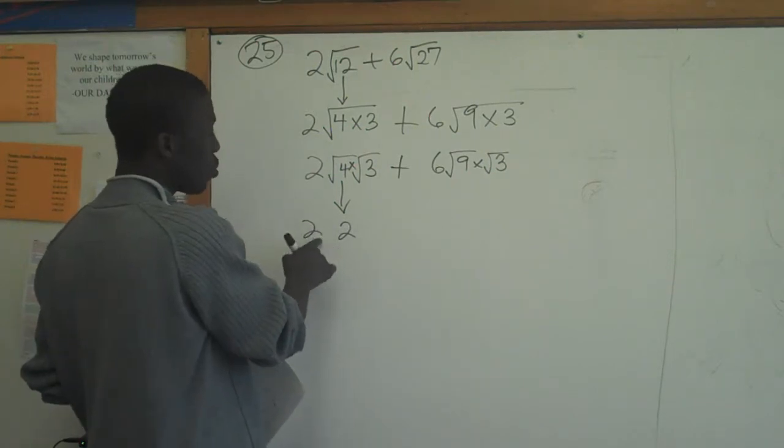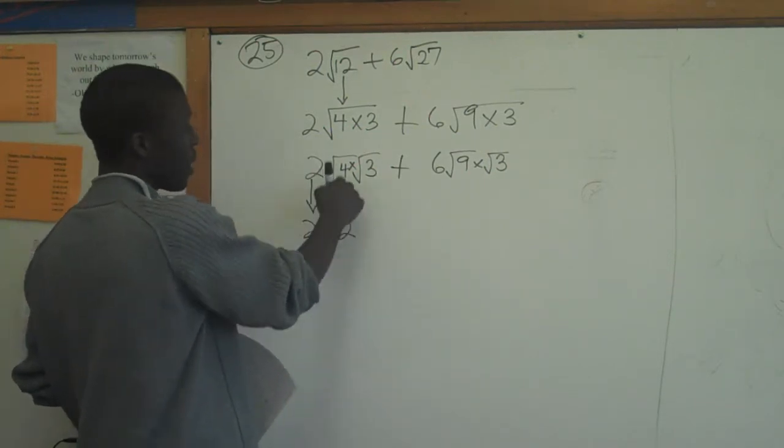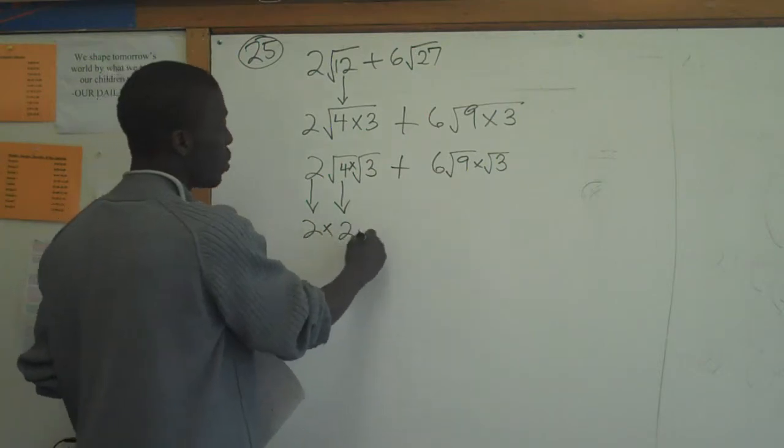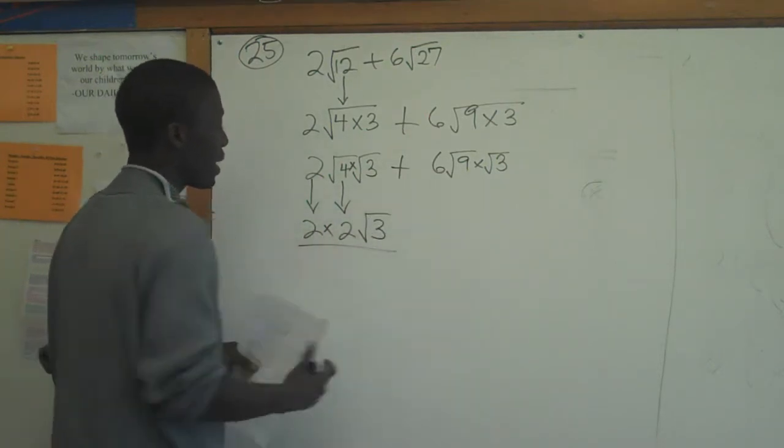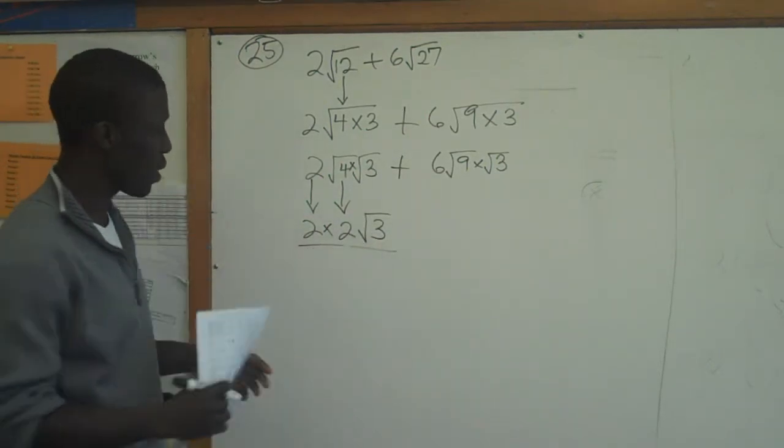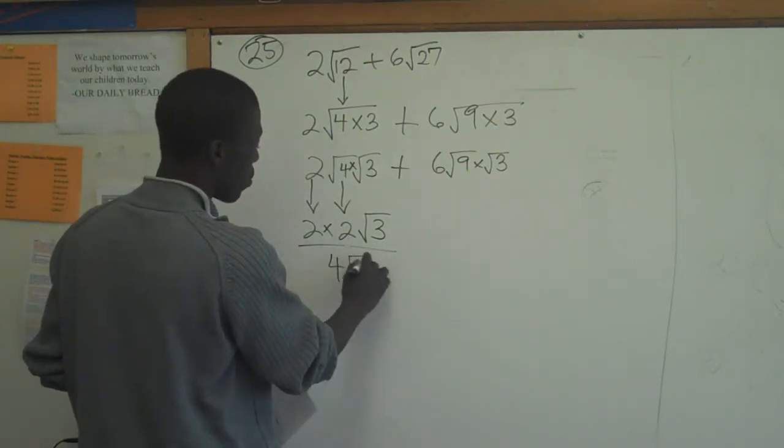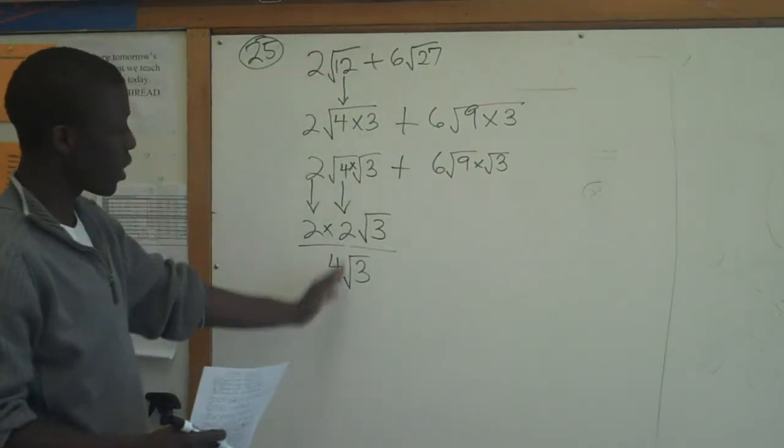So now we have the 2 that was here in the first place, and then we've simplified that. So that's 2 times 2 and square root of 3, which we're leaving the way it is. So 2 times 2 square root of 3. So this is the same thing as 4 square root of 3. We're done with this part.